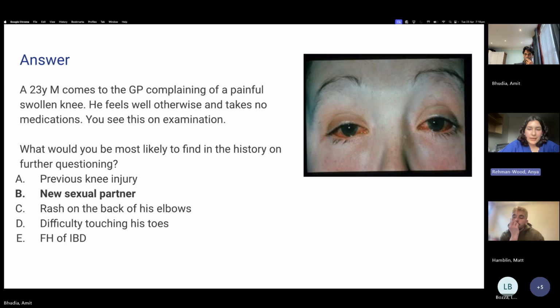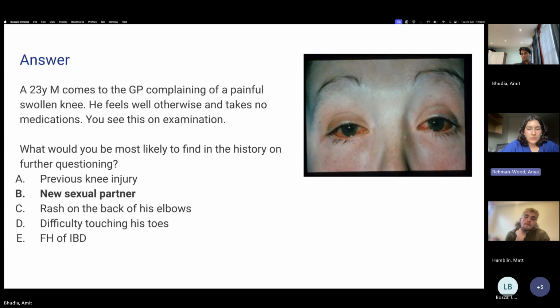So the answer is B. Again, I think this is quite a fifth-year question. It's basically describing reactive arthritis. So that's the triad of can't see, can't pee, can't climb a tree. We've got the arthritis described and the conjunctivitis in the picture.